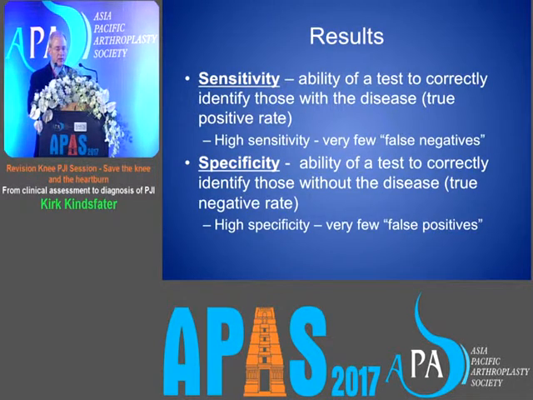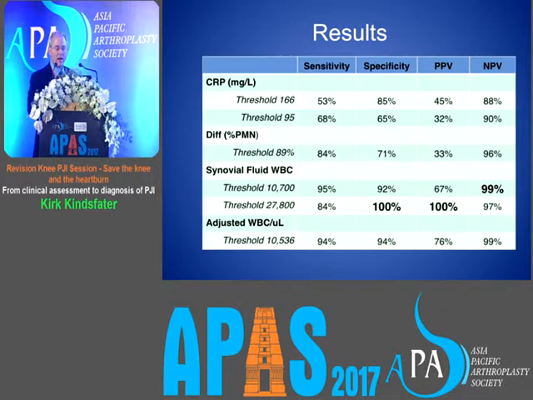And just a little bit of education when we look at these tables, because it's always confusing. Sensitivity is the ability of a test to correctly identify those with the disease, or a true positive. So high sensitivity means very few false negatives, while specificity is the ability of a test to correctly identify those without the disease, or a true negative. So high specificity means very few false positives.